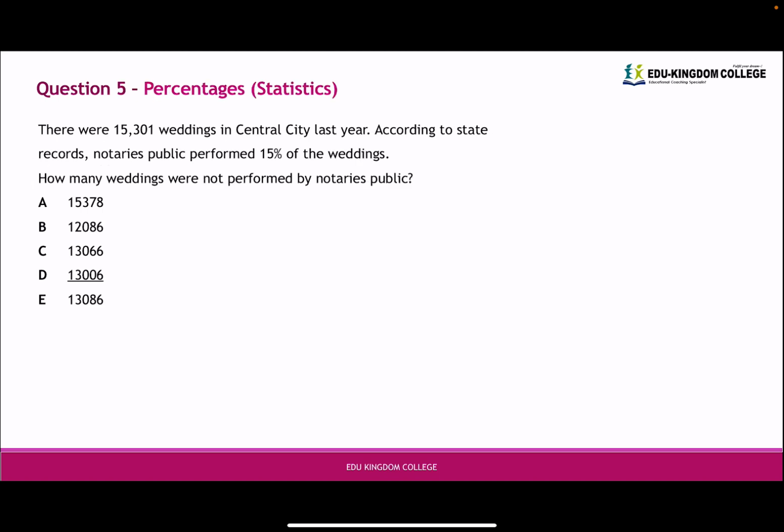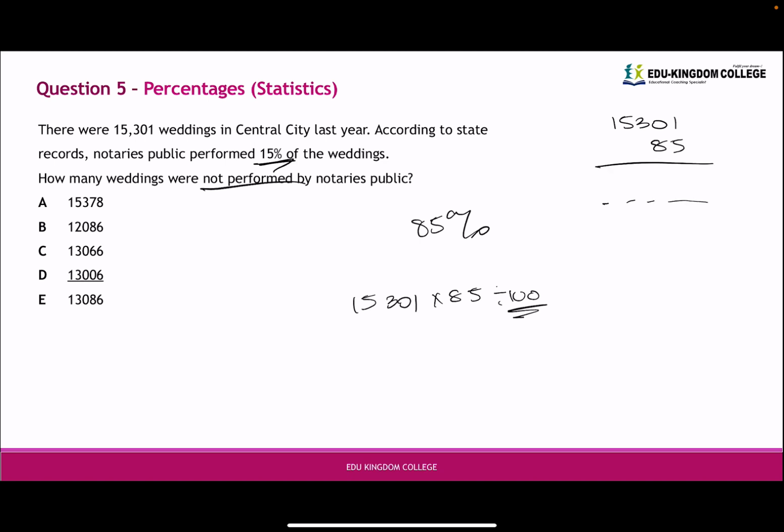Now, percentages. Remember, when we said percentages, don't take extra steps, don't calculate things separately. Make sure you calculate the final percentage in one go. So that should be 85%, because we said that 15% of the weddings are performed, so 85% aren't performed. So what we should be doing is 15,301 times 85 divided by 100. That should give you the percentage. Remember, always divide by 100 to get the percentage. So if we do 15,301 times 85, some long multiplication, hopefully you guys know how to do that, so I don't need to explain it.